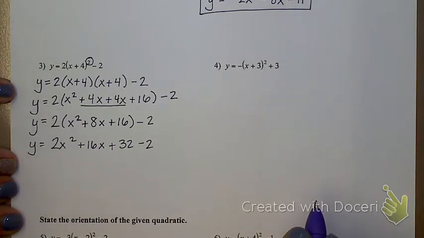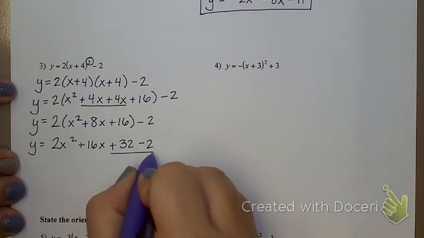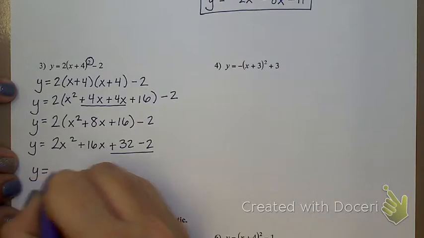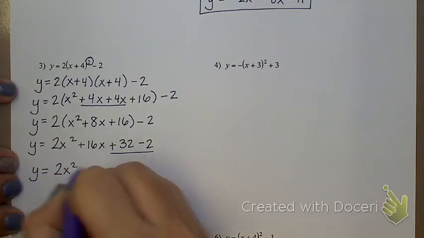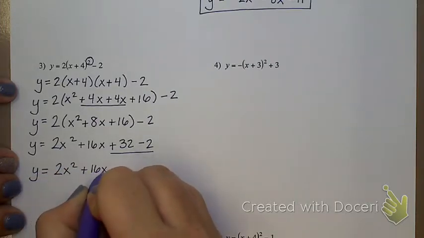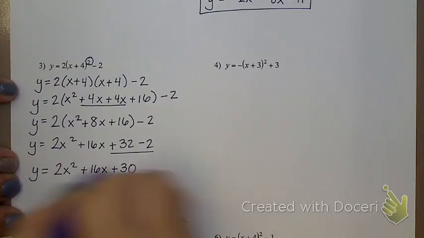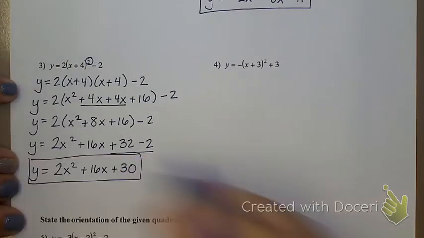And I have one last set of like terms right there. So my final answer is y equals 2x squared plus 16x plus 30. Not too difficult, I hope.